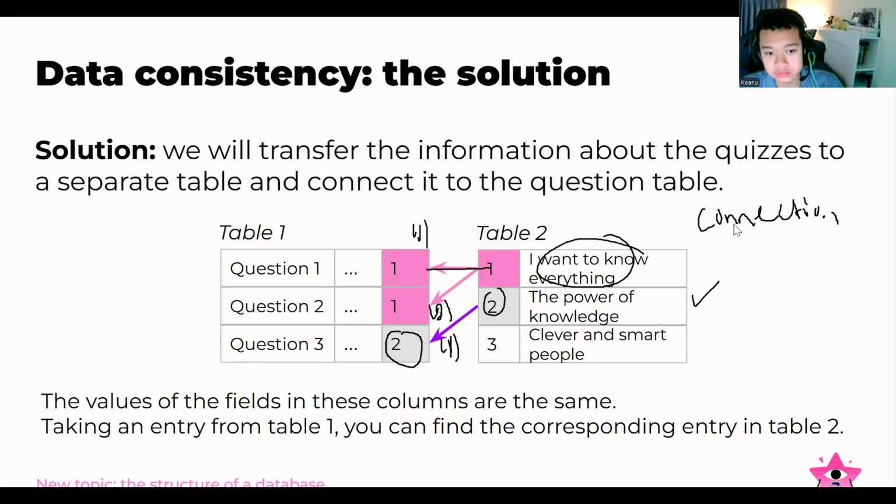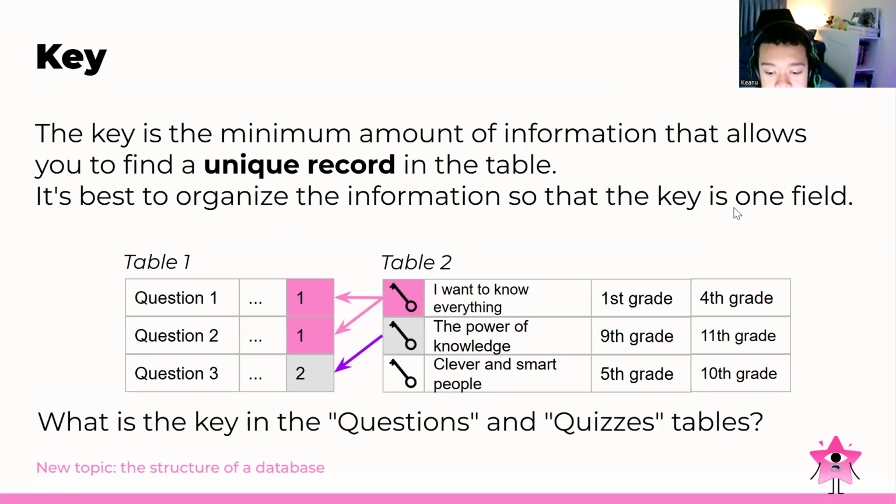Next, now for the key. Basically, the key is the minimum amount of information that allows us to find a unique record in the table. It's the base to organize the information so that the key is one field only. So maybe for this one, I want to know everything. We have the table and we have the two kinds of connections. And maybe the part of knowledge, we can go for this connection also, and then also for this one. What is the key in the questions and also quizzes tables, for example, for this one?